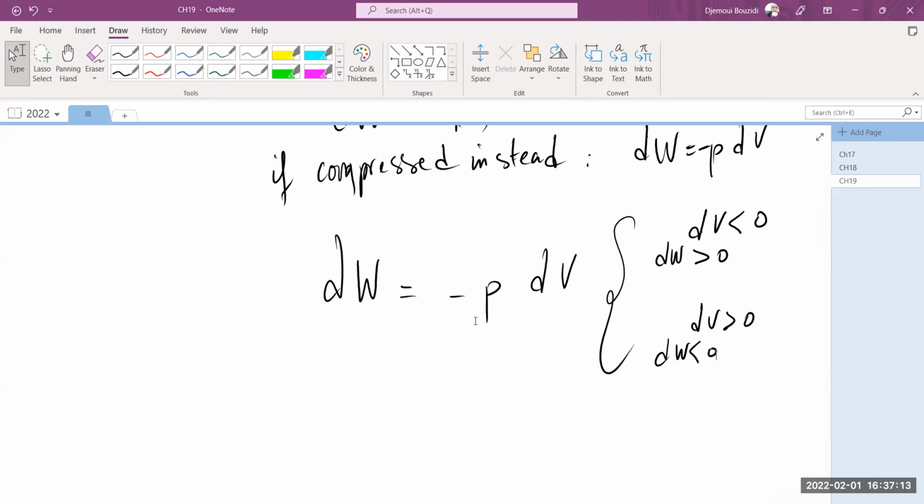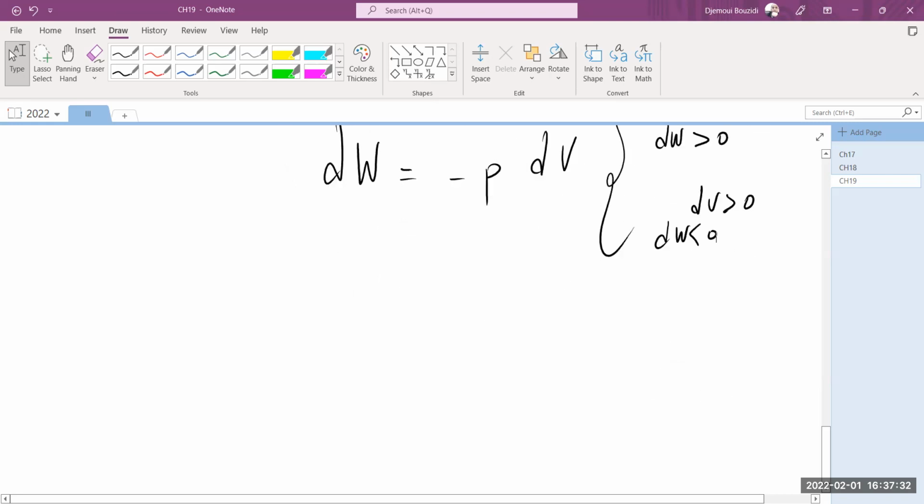Was it Peyton who asked the question or somebody else? That was me. Okay, does this make sense now? Yeah. Okay, so there is always a negative. If dV is negative, so be it. If dV is positive, so be it. The number at the end will tell you.